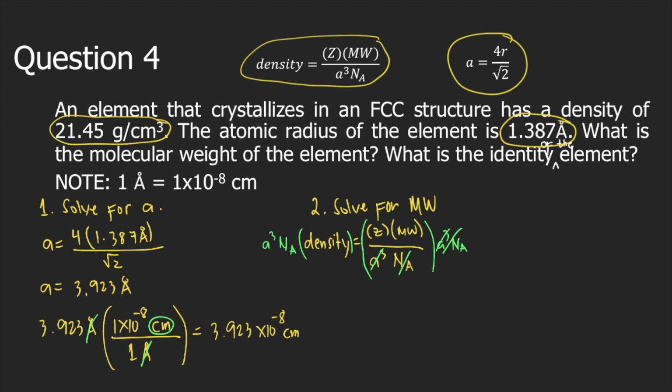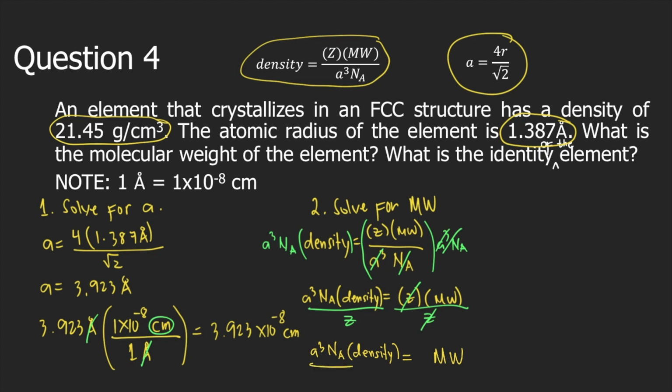So your equation becomes Z times molecular weight on the left side is equal to A cubed NA times density on the right side. Then, divide both sides by Z. So Z cancels on the right side. So the formula for mW, or molecular weight, is A cubed times NA times density divided by Z.